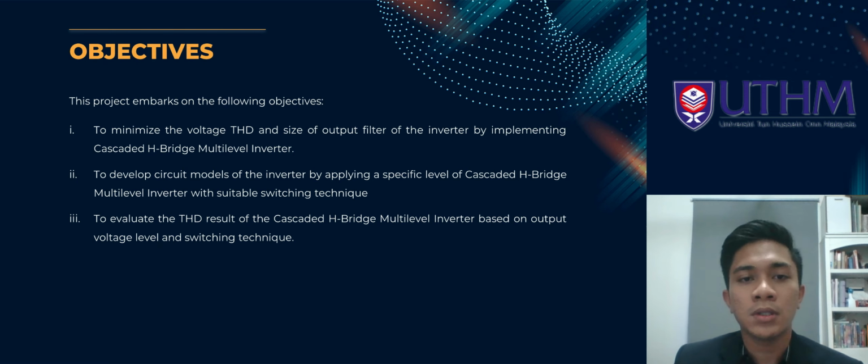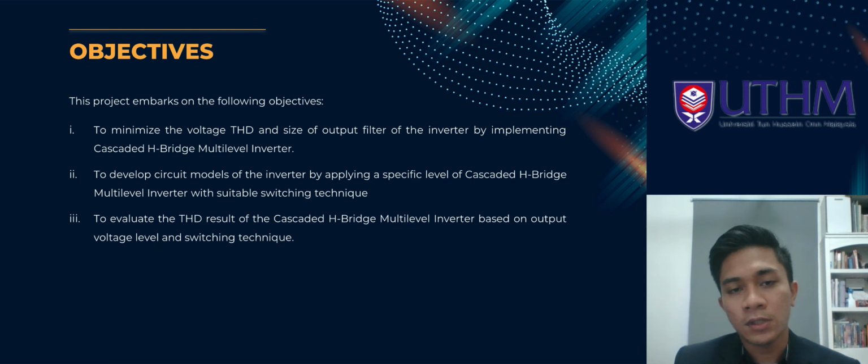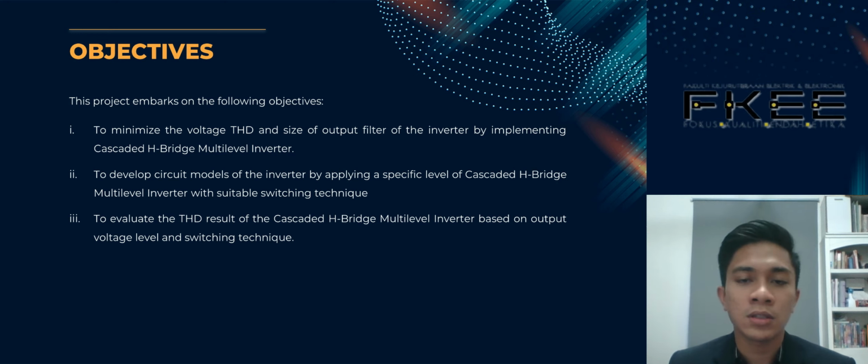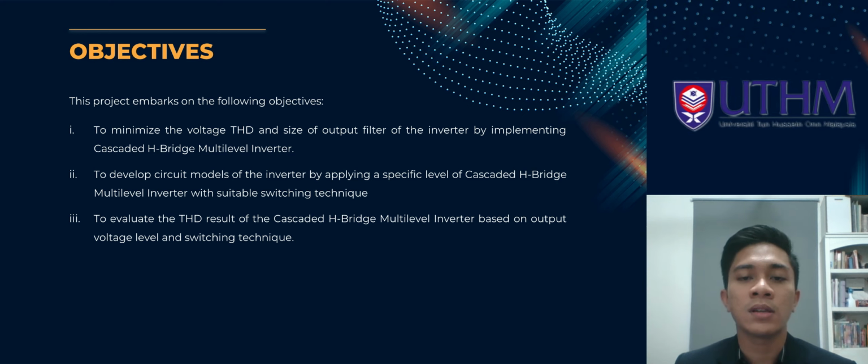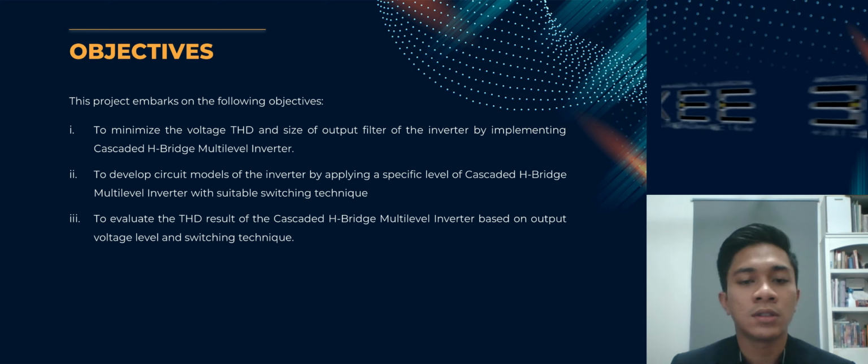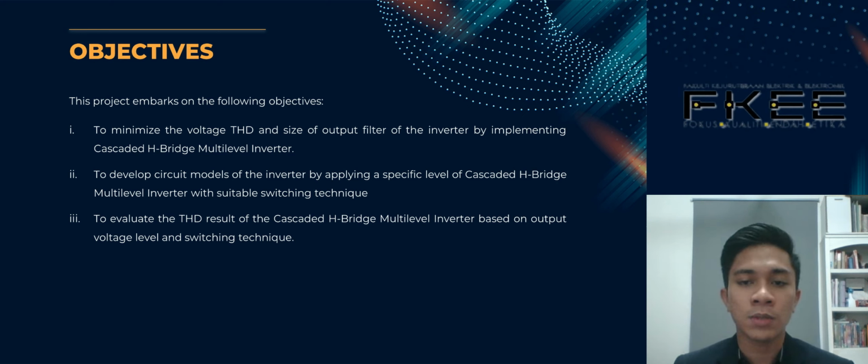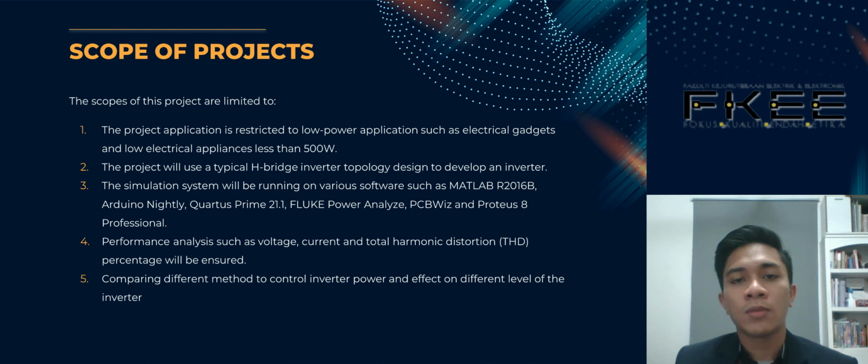There are three objectives for this project. The first is to minimize the voltage THD and the size of the output filter of the inverter by implementing a cascaded H-bridge multi-level inverter. The second is to develop circuit models of the inverter by applying a specific level of cascaded H-bridge multi-level inverter with a suitable switching technique. The third is to evaluate the THD result of the cascaded H-bridge multi-level inverter based on the output voltage level and switching technique.